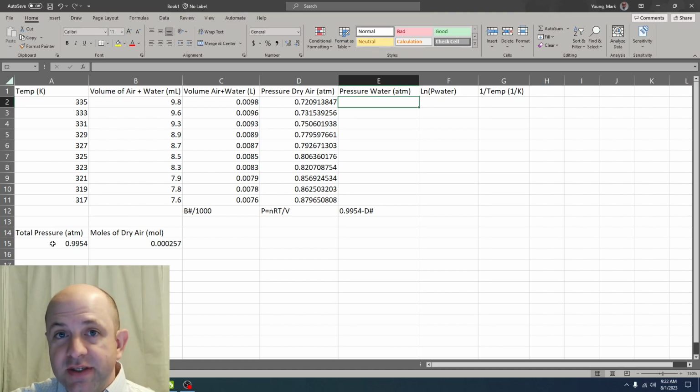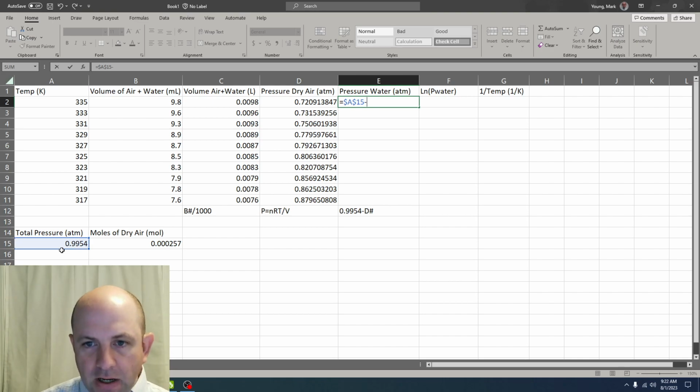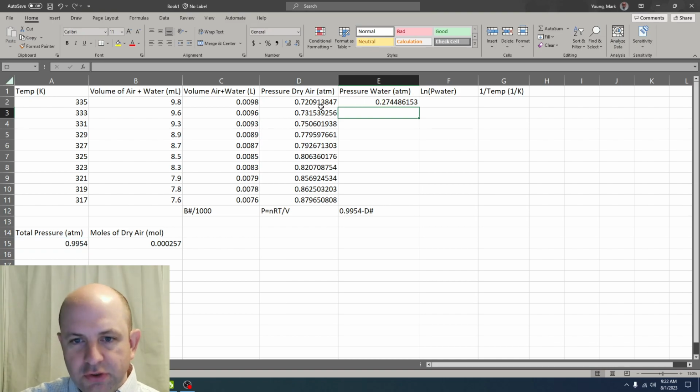Again, we want to use this number the entire time. So that's A15. So this is equal $A$15 minus the dry air number. And so we get that. We can check 0.72, 0.27. Yep, that adds up to 0.99.